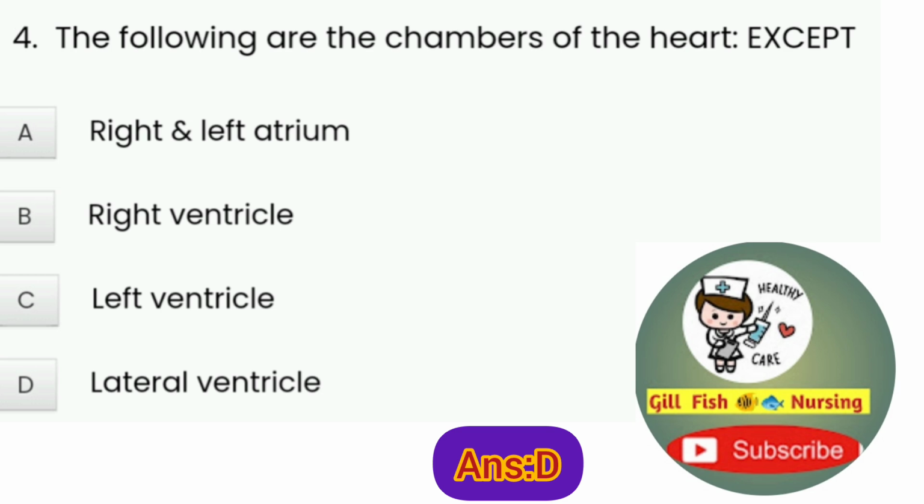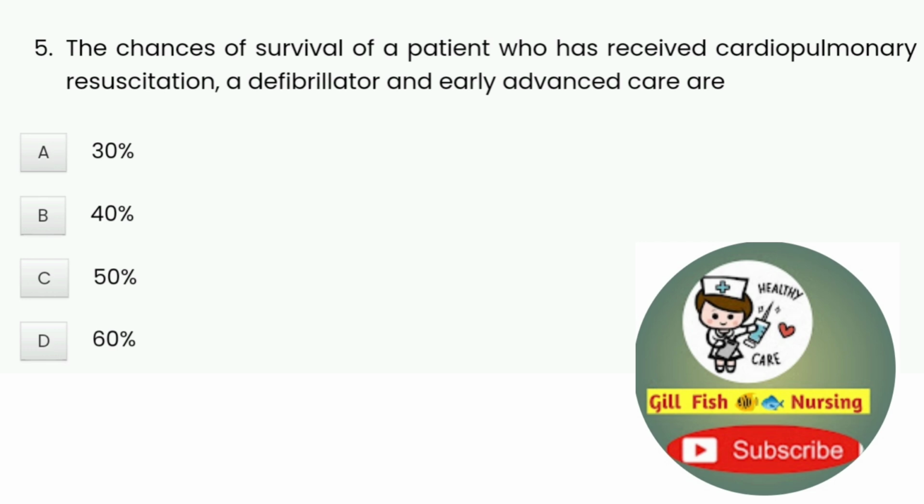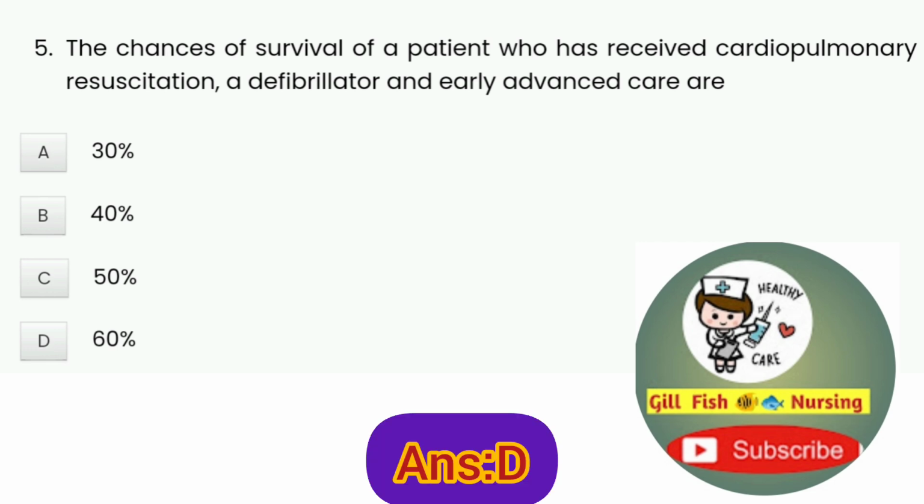Okay, fine. Next question. The chance of survival of a patient who has received CPR, a defibrillator and early advanced care. So when you give CPR and early advanced care, what is the chance of survival rate? Option A, 30%, option B, 40%, option C, 50%, option D, 60%. What could be the correct answer? Can you guys say that? Answer D is the correct answer.